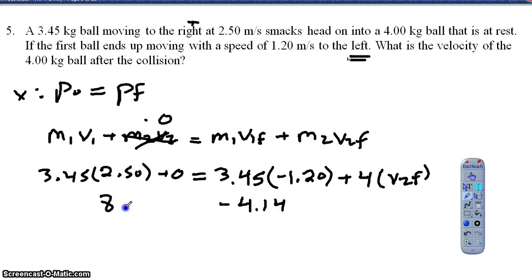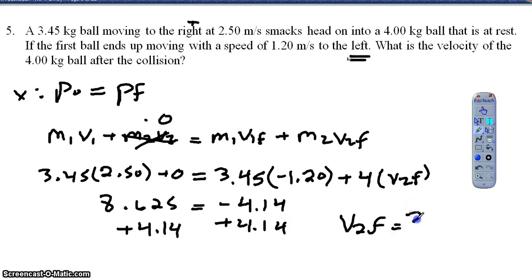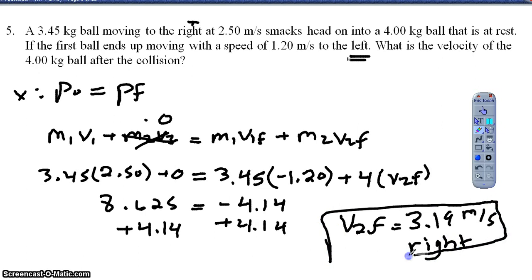On this side, it's 8.625. So then adding the 4.14 over, and then obviously dividing by 4 to get that by itself. So the final velocity that I end up getting for the second object is 3.19 meters per second. And since they do ask me for velocity, I should indicate the direction. Since this is positive, I know that this must also be moving to the right. So that's, again, going back, most of us I know are pretty comfortable with it, but it doesn't hurt to see one of these.